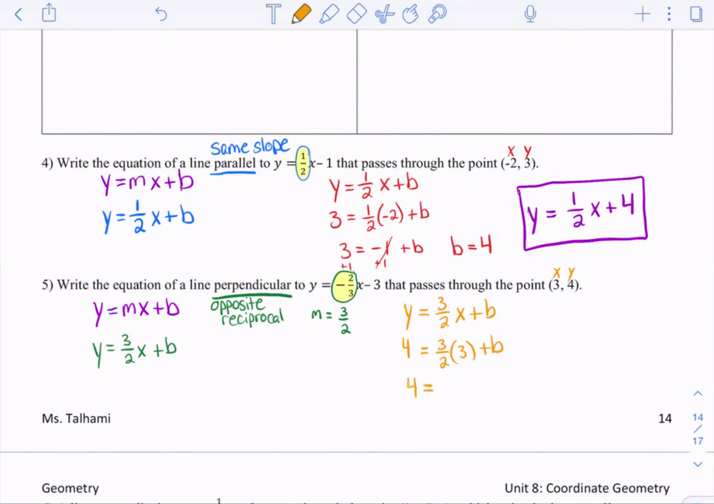3 halves of 3. Well, 3 times 3 is 9. 9 divided by 2. We'll just leave it as 9 over 2. Subtract 9 halves from the 4. You might want to use your calculator for this. 4 minus 9 over 2 is negative half. B is negative half, negative 1 over 2. And we can put those two pieces of information, our slope and y-intercept, into our final equation.